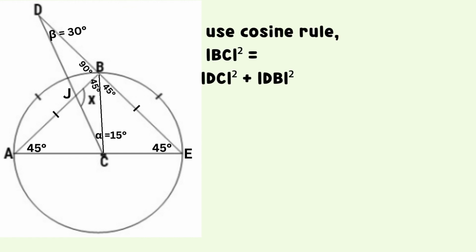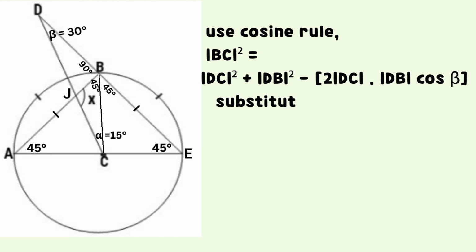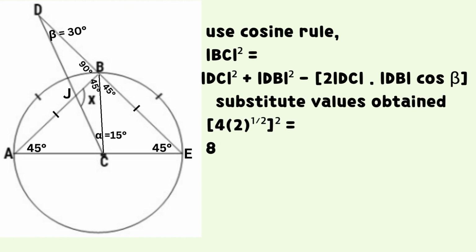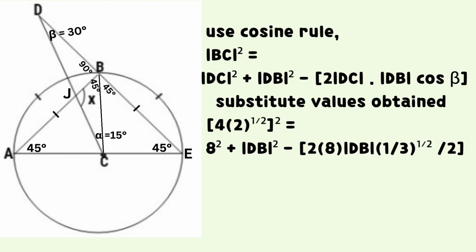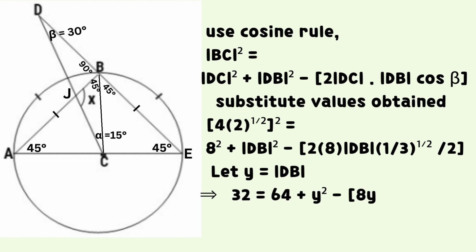Use cosine rules shown and substituting values. We have that the square of the product of 4 and the square root of 2 equals the sum of the square of 8 and the square of line D, B minus the product of 2 and line D, B times 8 times the square root of 3 divided by 2. Let y equals to line D, B. We obtained an equation in y as shown on the screen.